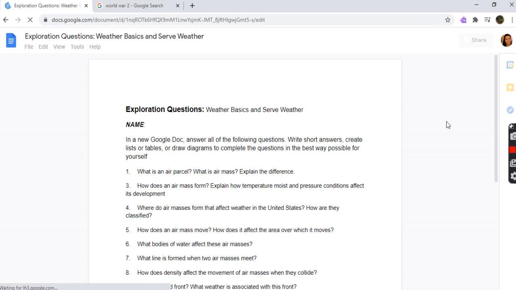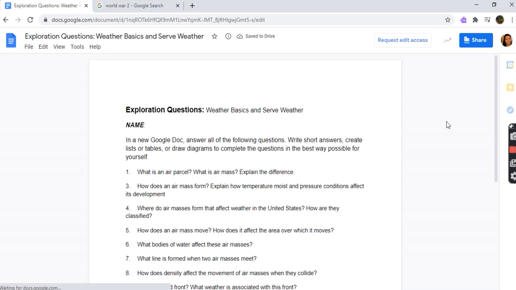Explanation questions with weather basics and severe weather. In a new Google Doc, answer all the following questions. Write short answers, create lists or tables, or draw diagrams to complete the questions in the best way possible for yourself. Number 1. What is an air mass? What is an air mass cell? Explain the difference.